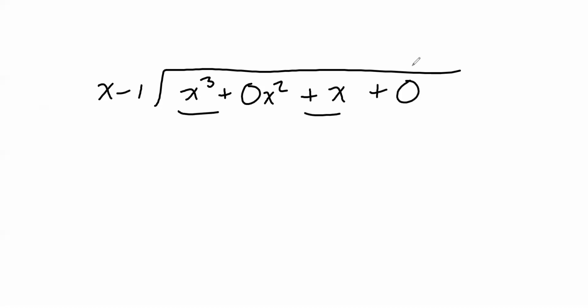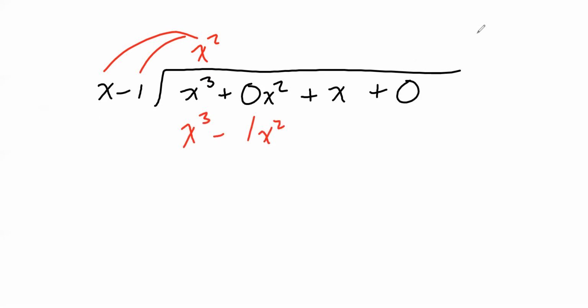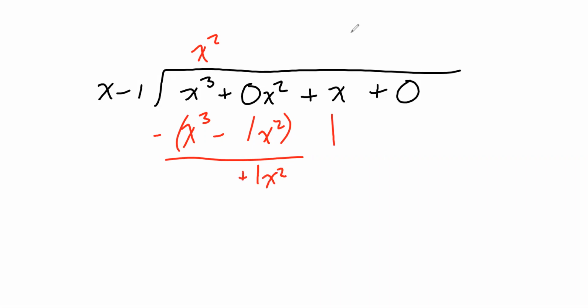So x cubed plus x divided by x minus 1. I'll go through this one without as much hoopla as in the previous video. X goes into x cubed, x squared times. X squared times both of these gives us x cubed minus 1x squared. And then if I subtract, carefully, watch your signs, the x cubes cancel, 0x squared minus 1x squared is positive 1x squared. Bring down the next term and then do it again.